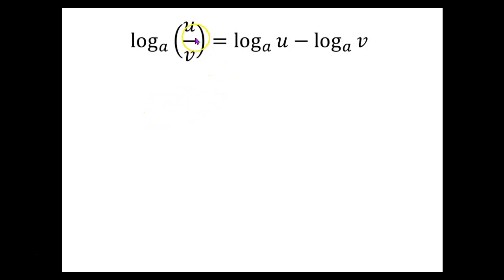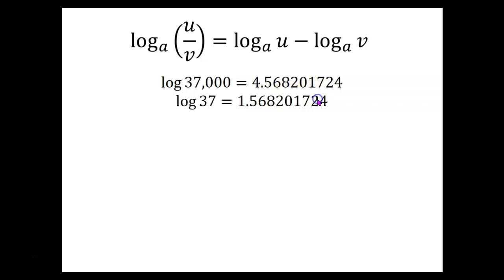Now here's the second property, the one that relates division to subtraction. Let's start with an example. You can ask your calculator for the log of 37,000. You probably wouldn't put in the comma when you're putting it into your calculator, but I put it in to make it a little easier to see what the number was. The log of 37,000, your calculator should tell you, is 4.5682017240. Then ask it for the log of just 37, and it'll give you 1.568201724.